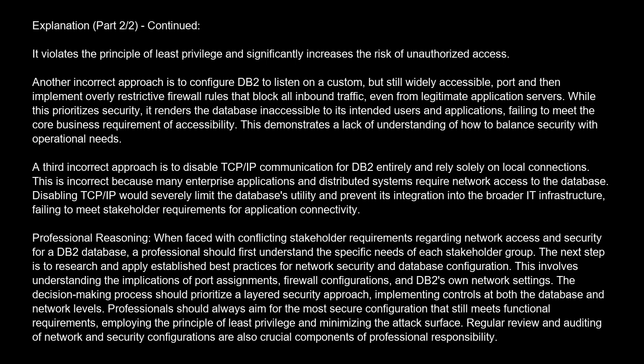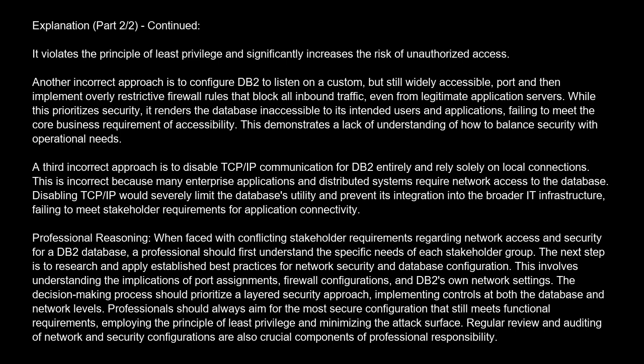Another incorrect approach is to configure DB2 to listen on a custom, but still widely accessible, port, and then implement overly restrictive firewall rules that block all inbound traffic, even from legitimate application servers. While this prioritizes security, it renders the database inaccessible to its intended users and applications, failing to meet the core business requirement of accessibility. This demonstrates a lack of understanding of how to balance security with operational needs.